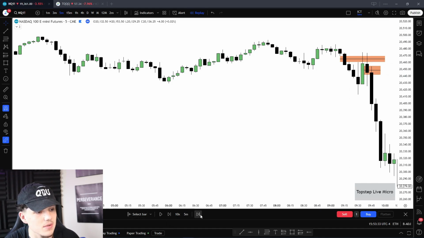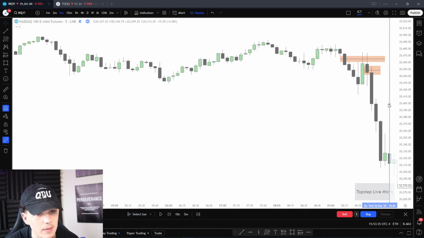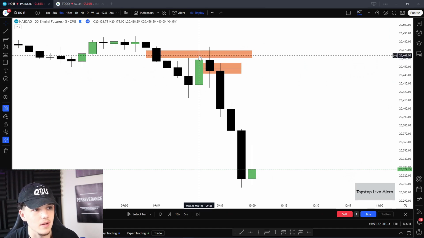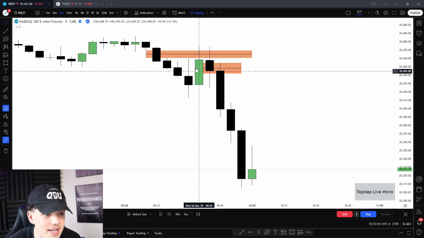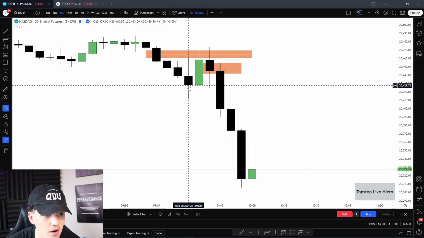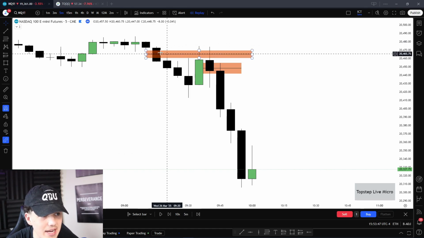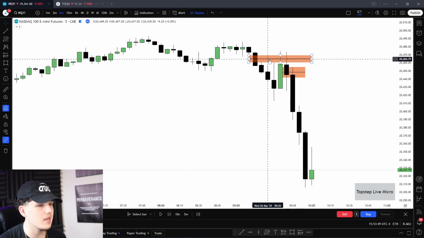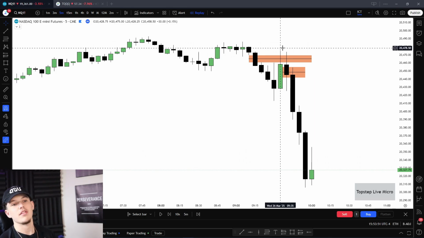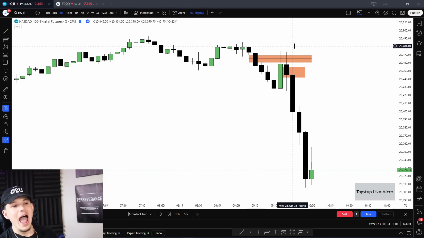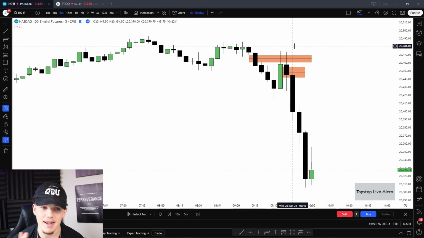Let me go back into replay here. What happens here? Consequent encroachment is respected. At what time did we go from down here to all the way up here? Breaking these highs, breaking internal range liquidity, and respecting this fair value gap at 9:30. Guys, every single day, it's time then price.